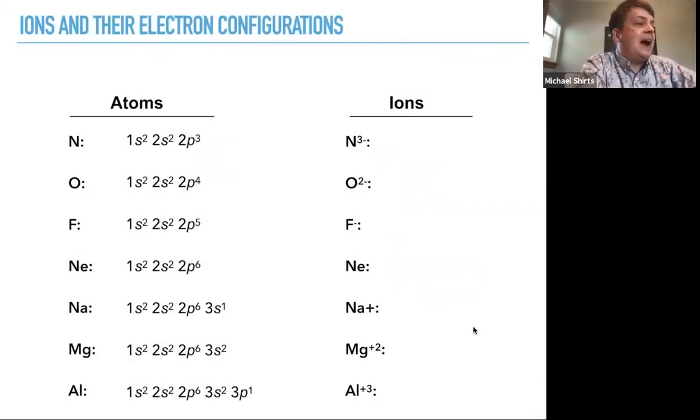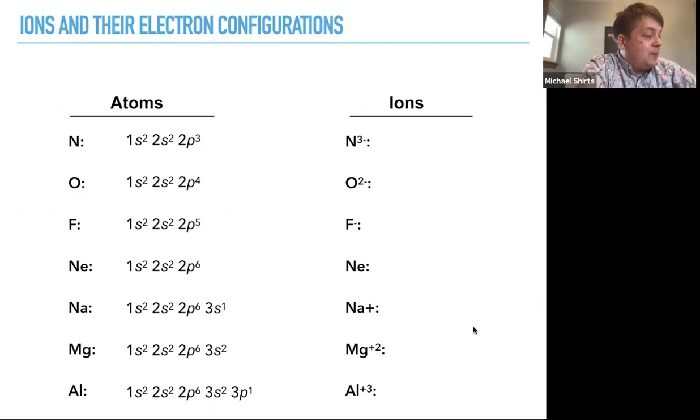Now let's shift a little and look at ions and their electron configurations. If we look at N3 minus, that's going to gain 3 electrons. They're going to go, according to the Aufbau principle, into the p orbital. Oxygen, again, is going to get 2 more electrons. They'll go into the 2p orbital.